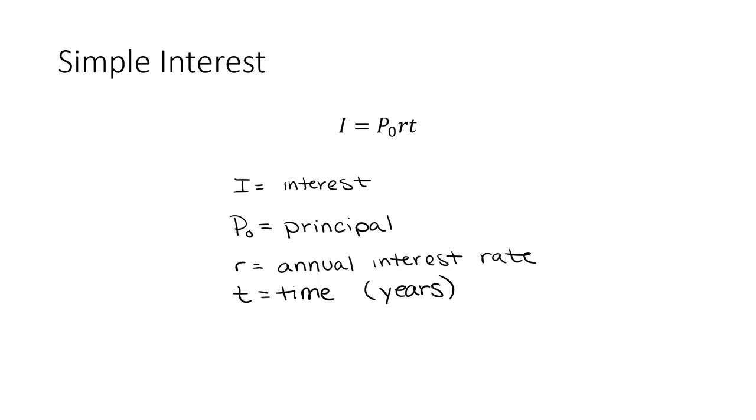In this formula, I stands for interest. The P or P0 is the principal, or you can think of it as the initial amount that's either invested or borrowed. R is the annual interest rate written as a decimal, and T is time, and that time is always measured in years.